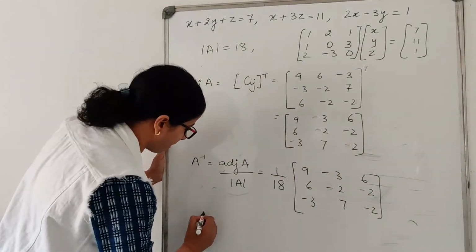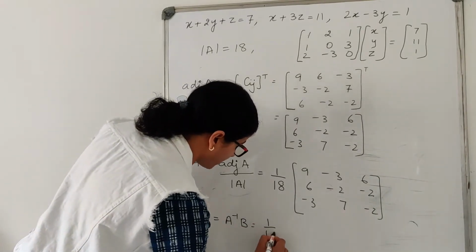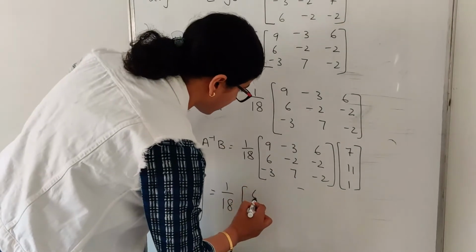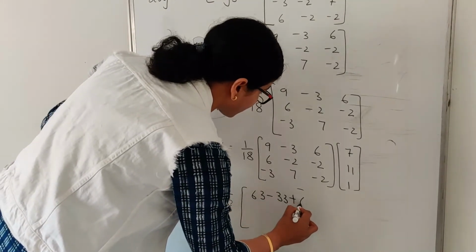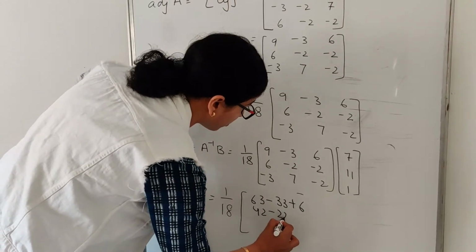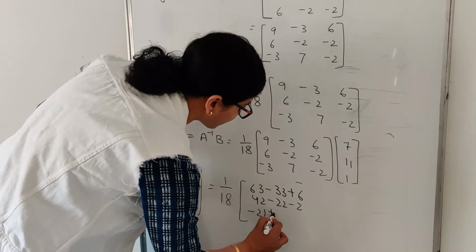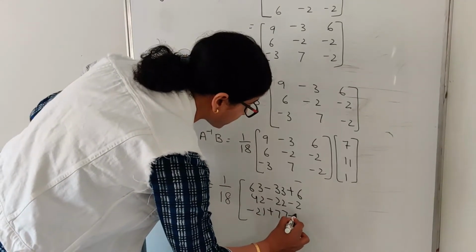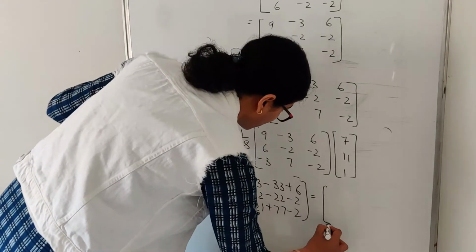X is nothing but my A inverse B. Substitute the value of A inverse. So 9 7s are 63 minus 33 plus 6. 6 7s are 42 minus 22 minus 2, minus 21 plus 77 minus 2. Okay. So basically what I am getting is, divided by 18.